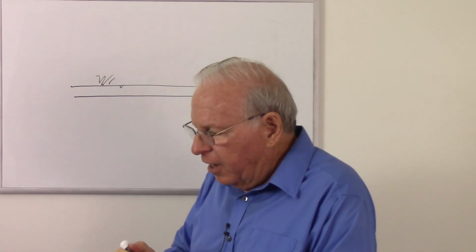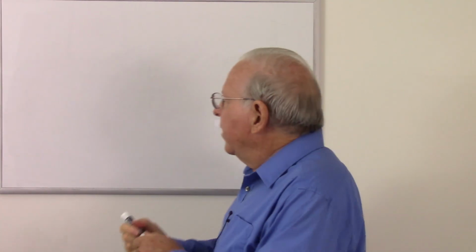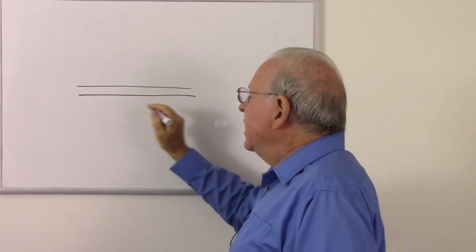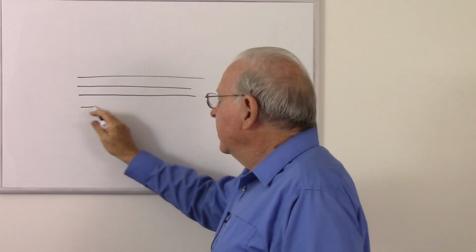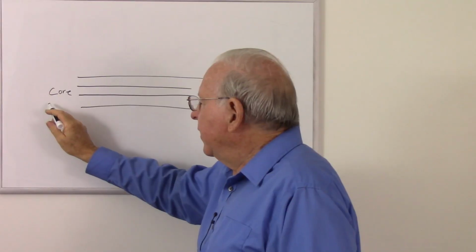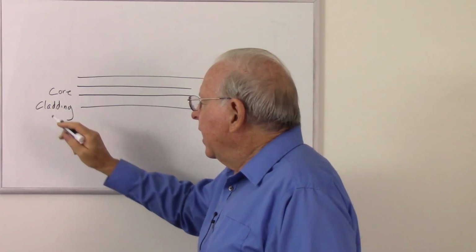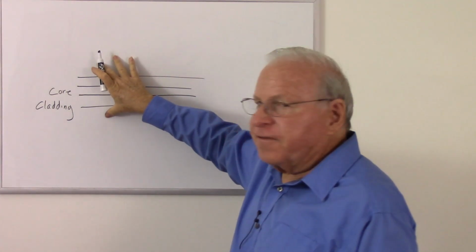So what we do with modern fiber optics is we have two layers. We have a core which has a higher index of refraction than the outer layer, which is called the cladding. So there's the core, and then the cladding. And they say that the purpose of the cladding is to keep the light confined in the core.